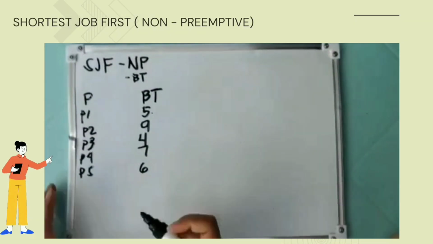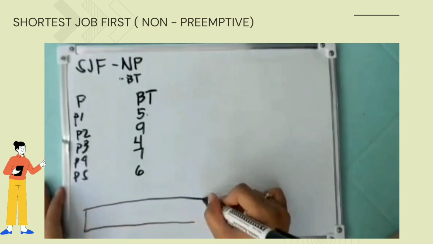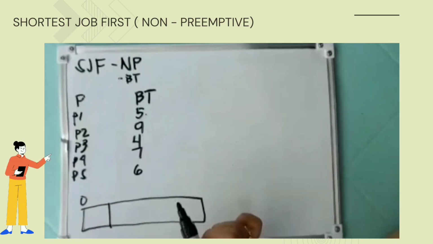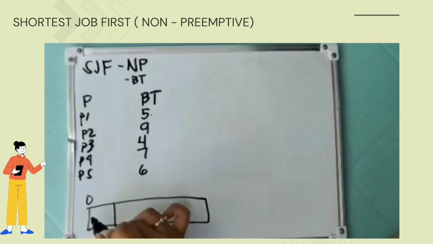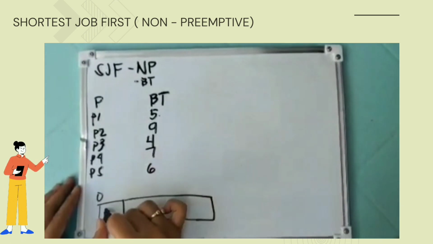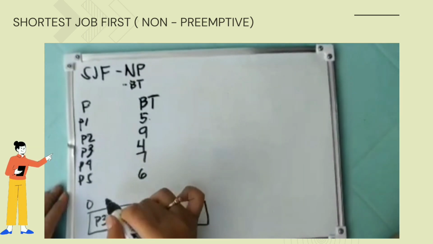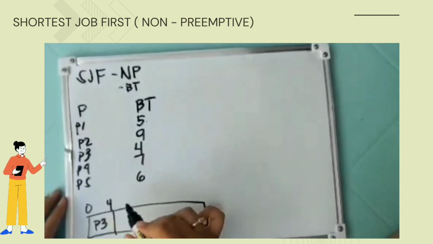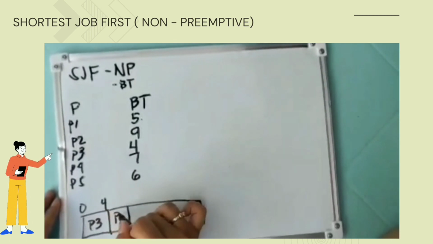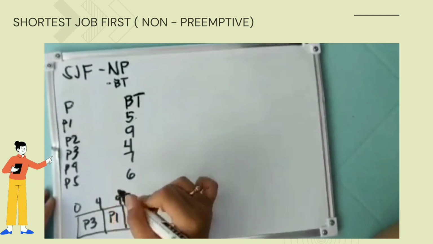So, ayun, gagawa tayo ng Gantt chart and yung Gantt chart is always nag-i-start sa 0. So, ang pinakamababa sa burst time is P3. Yun ay ang number 4. So, 0 plus 4 is equals to 4. Then, next is P1. 5 plus 4 is equals to 9.